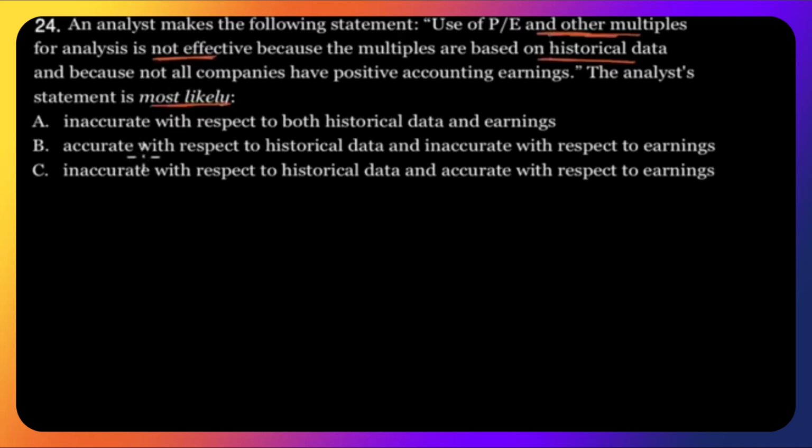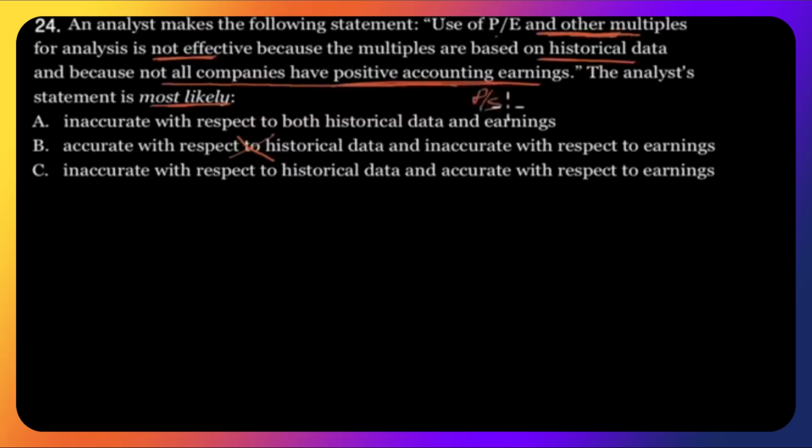So it says here, B says accurate with respect to historical data. We can eliminate that. So we have inaccurate with respect to historical data, accurate with respect to earnings, or inaccurate with respect to earnings. So let's look at earnings, see if we can eliminate one. And because not all companies have positive accounting earnings, use of PE and other multiples.